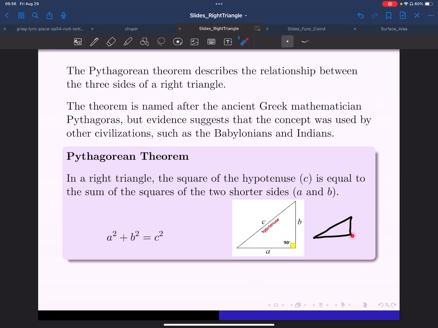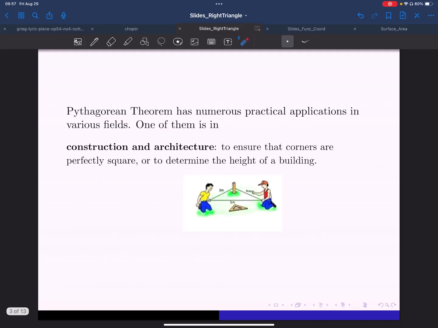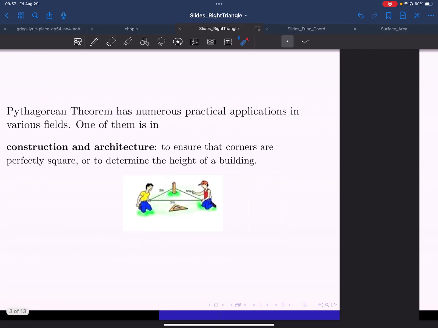The Pythagorean theorem only works for right triangles, and it says that the square of the hypotenuse is equal to the sum of the squares of the other two. So a squared plus b squared is equal to c squared. The Pythagorean theorem has numerous practical applications in various fields. One of them is in construction and architecture, to ensure that corners are perfectly square, or to determine the height of a building.